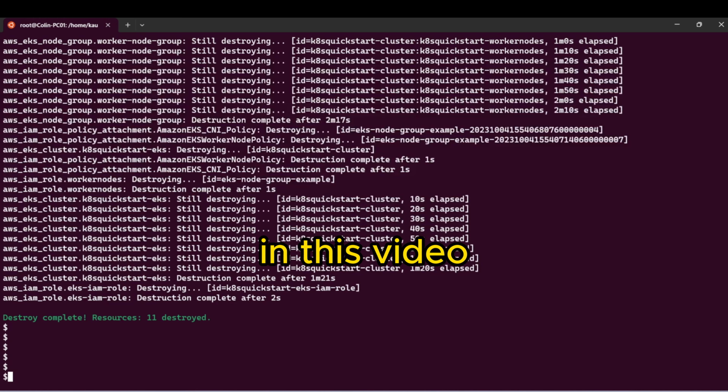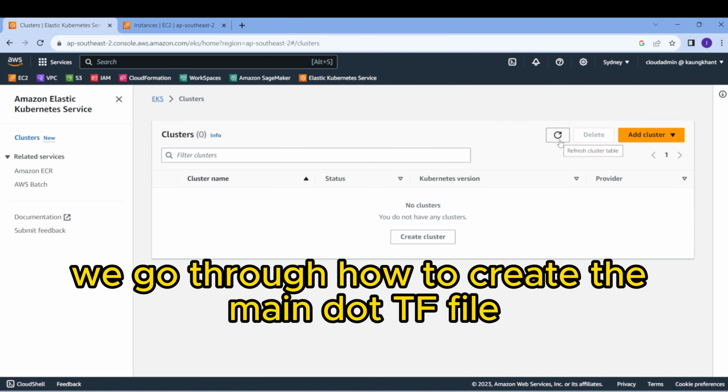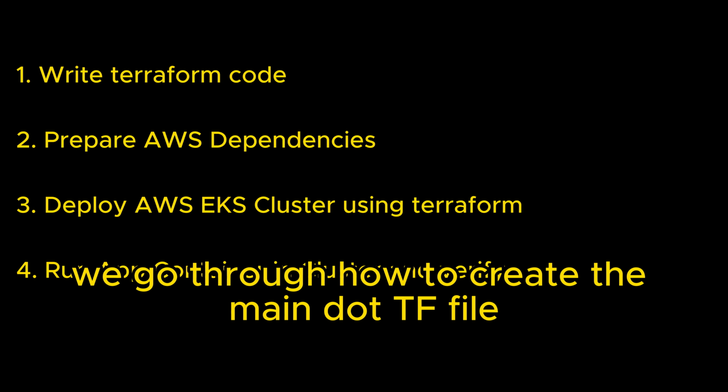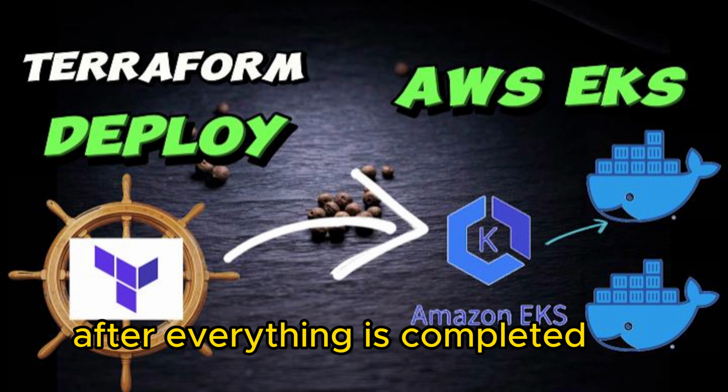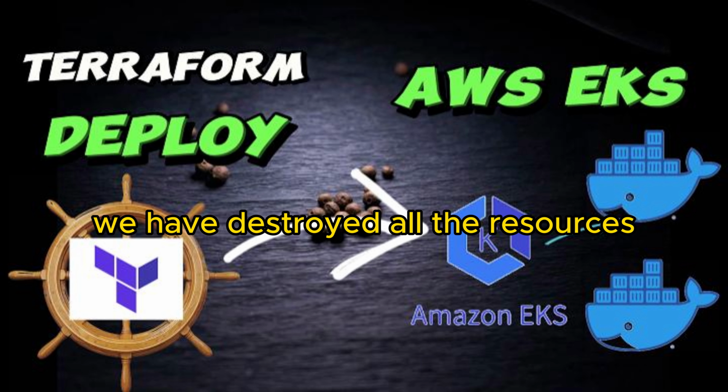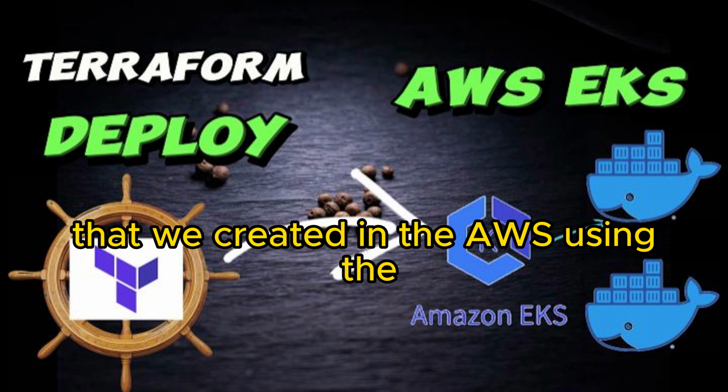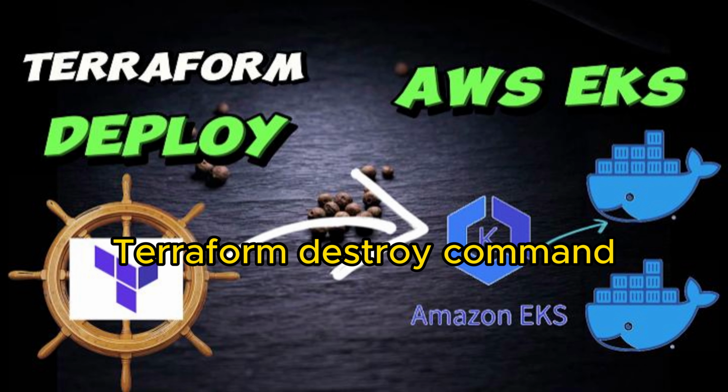To summarize, in this video we went through how to create the main.tf file to deploy the AWS resources or EKS cluster, and after everything is completed, we destroy all the resources that we created in AWS using the terraform destroy command.